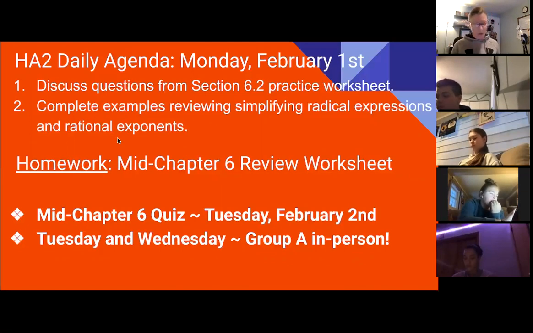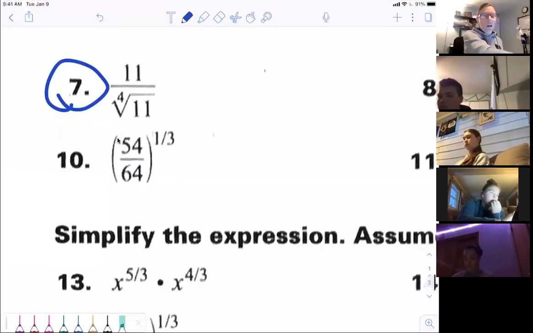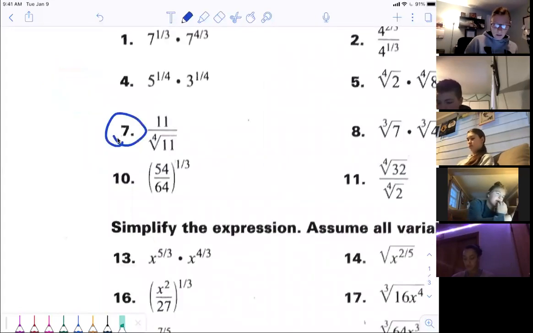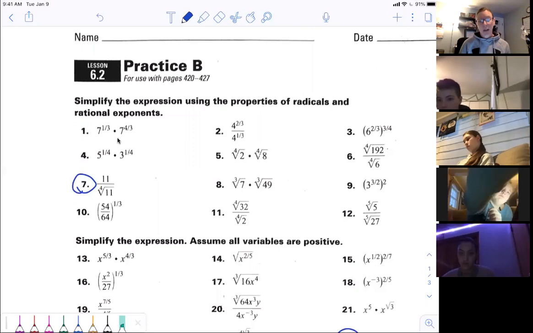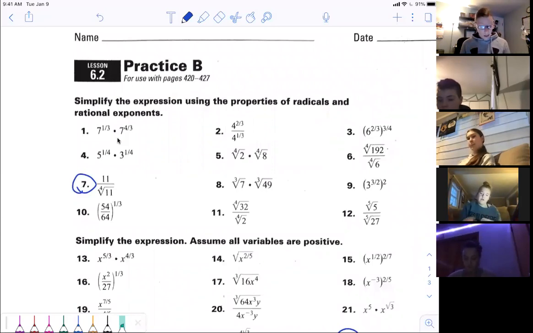All right, so let's go over to the review worksheet. So this was the practice B worksheet from Friday. And Friday, we just continued working with the radical expressions and rational exponents, which really is the first half of this chapter. That's been the focus of the first half of this chapter. So looking at number 7, we're going to start with this one.